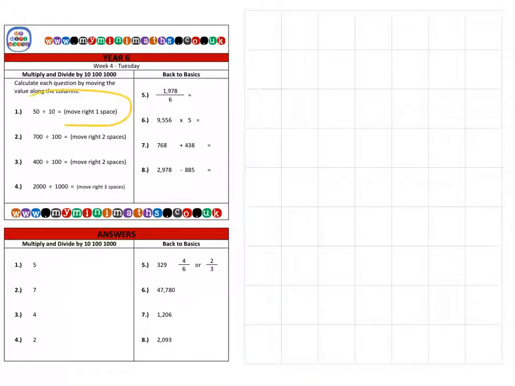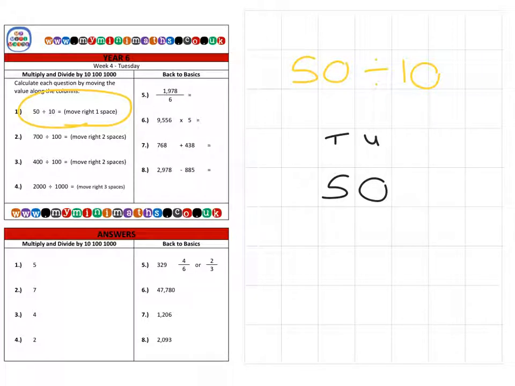So on to question 1, which is 50 divided by 10. Now of course this is a question you could very easily do in your head, and that's absolutely fine, but just to illustrate what's happening, if we take the 50, which is our units and tens, and we are dividing by 10, which means all our digits are getting one space smaller. So if I take my 5 and I move it one space backwards to the right, smaller, into the units, I get a final answer of 5.